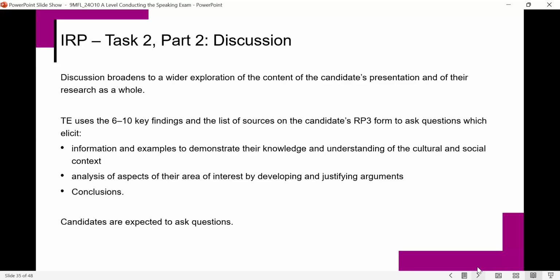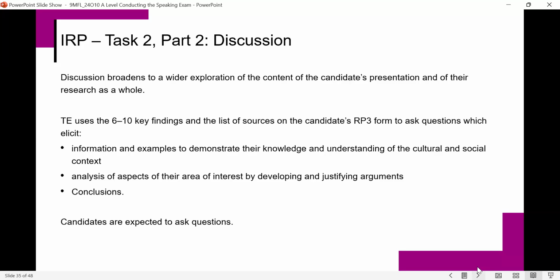Okay, but also within this discussion, candidates are expected to ask questions. So they're expected to interact with you naturally. As I say, it's absolutely fine if those questions are quite simple. Do you understand? Do you agree? What do you think? That's absolutely fine. We don't need particularly deep questions, but it is important that they've asked some questions during that, and that they've interacted.